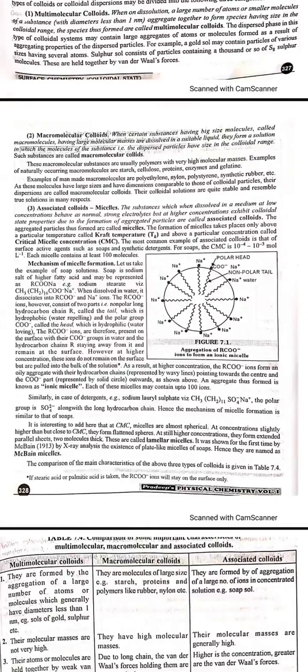The substances which, when dissolved in a medium at low concentration, behave as normal strong electrolytes but at higher concentration exhibit colloidal state properties due to the formation of aggregated particles are called associated colloids. The aggregated particles thus formed are called micelles. The formation of micelles takes place only above a particular temperature called Kraft temperature, T_K, and above a particular concentration called critical micelle concentration, CMC.